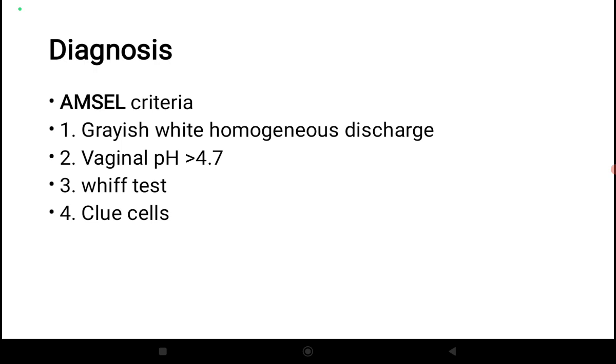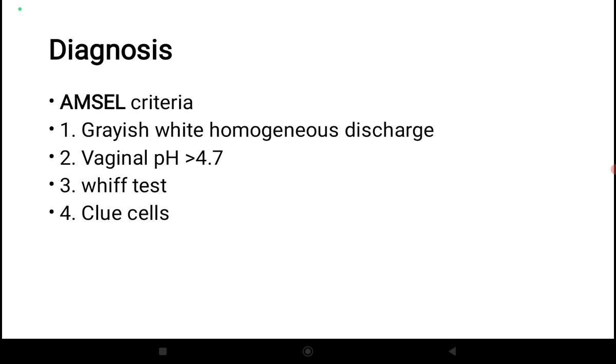The clue cells are vaginal epithelial cells covered with coccobacilli, and the cells appear stippled or granular. So regarding the diagnosis of bacterial vaginosis, Amsel's criteria is used, and out of these four, any three should be present. That is grayish white homogeneous discharge, vaginal pH more than 4.7, that is alkaline pH, and whiff test positive, that is, a drop of vaginal discharge mixed with 10% KOH will produce a fishy odor, and the fishy odor indicates a positive whiff test. This fishy odor is due to release of amines, cadaverine, and putrescine.